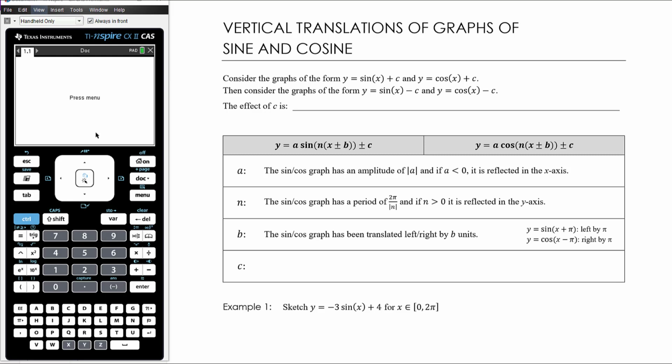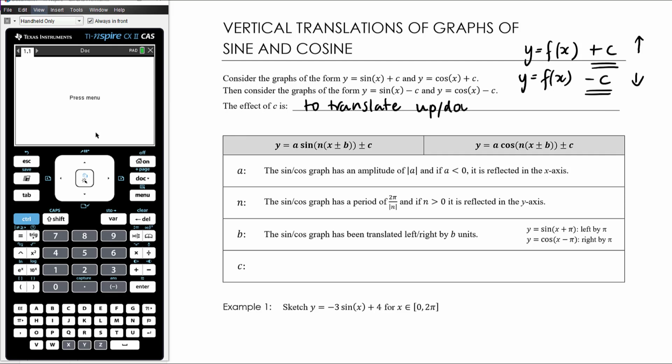We just want to add in this final transformation. So we're pretty familiar with translating graphs up and down by now. So obviously y equals f of x, if we add a value c onto that, goes up by c. If we were to subtract c, it would go down by c. In this instance, adding c after the cos or the sine function, or subtracting c after the cos or the sine function, has the effect of translating up and down. The effect of c is to translate up or down. I'll give more precise detail about that in the table down here.